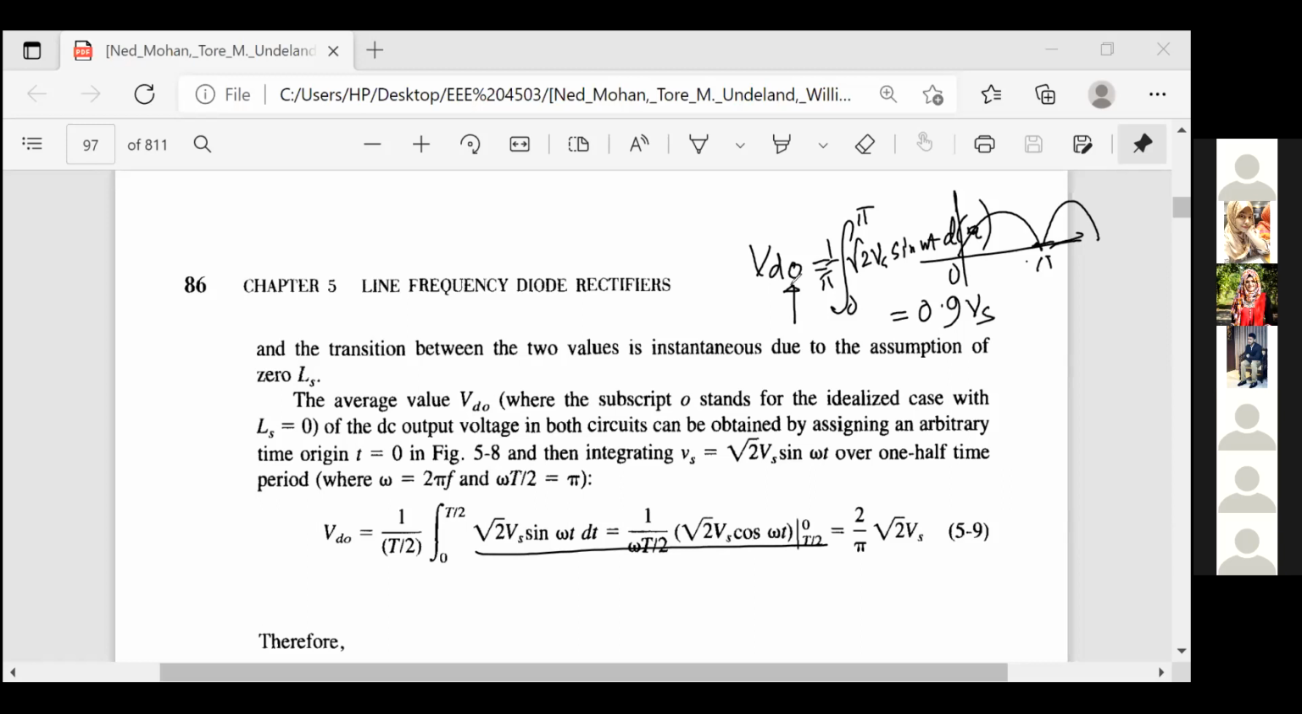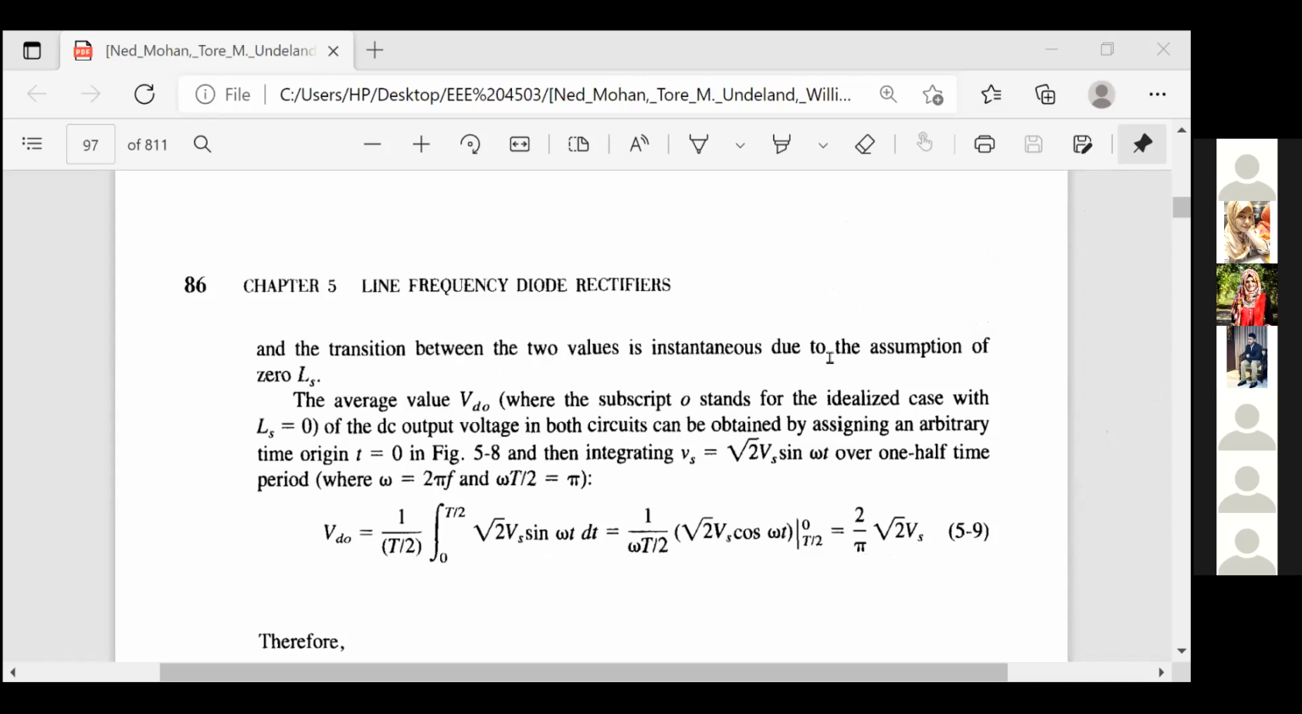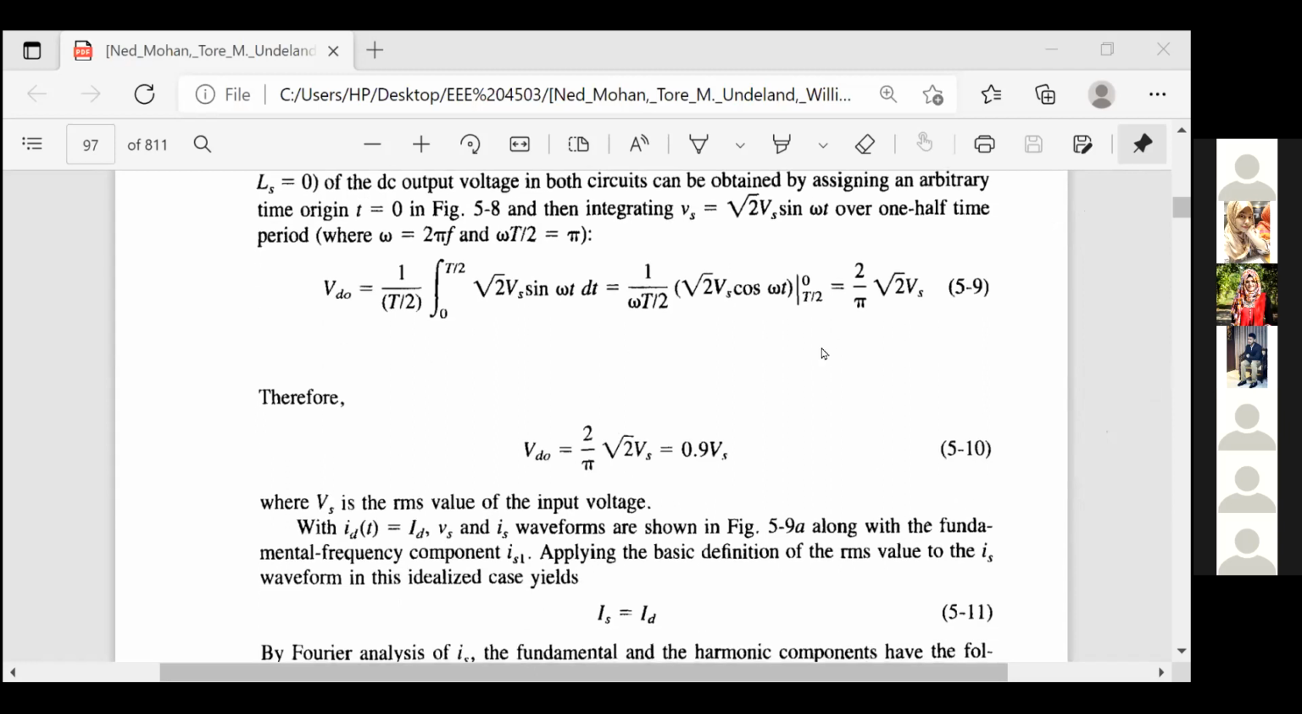Ideal case, where ideal means that LS, the source inductance, is 0. The source inductance we have considered here is 0; later we will consider a source inductance, and then it will be completely VD. But to differentiate this one, we put the suffix VD0. The 0 is the meaning of LS equal to 0, and it will come as 0.9 VS. You have to remember this one, because a quiz question can be set. You look here at the equation.